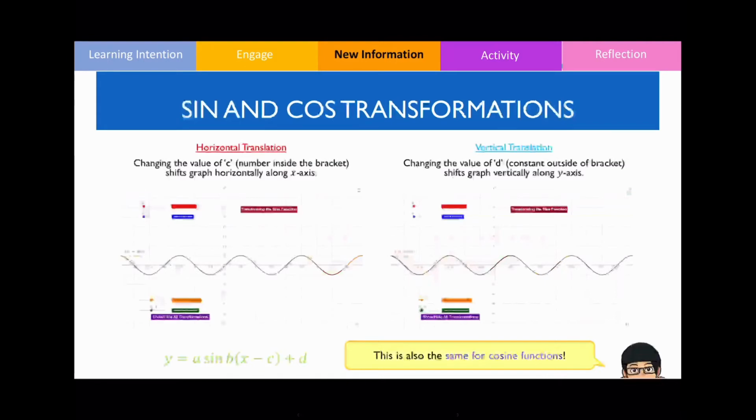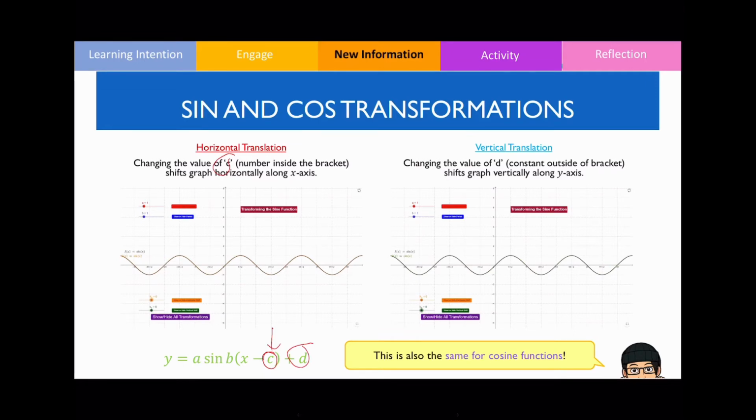So horizontal translation occurs when you change the value of C, the value inside the bracket. If you have a number inside here and you change that, then you're going to be moving the graph left to right. Whereas when you're changing the value of D, which is a number found outside the bracket, then you're going to be shifting the graph up and down the vertical y-axis, okay?